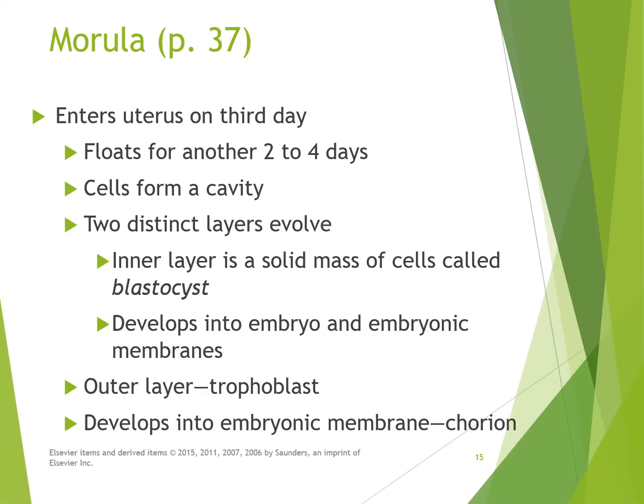So the morula is very important. The size of the zygote doesn't increase. Again, the individual cells become smaller as they divide, and this big ball is the morula. It enters the uterus on the 3rd day after fertilization, floats for another 2 to 4 days. Cells form a cavity, then 2 distinct layers evolve. The inner layer is called the blastocyte, and that's what develops into an embryo and embryonic membranes. The outer layer is a trophoblast, which develops into the embryonic membrane chorion. So in other words, where the baby's going to live in that sac, amnion and chorion.